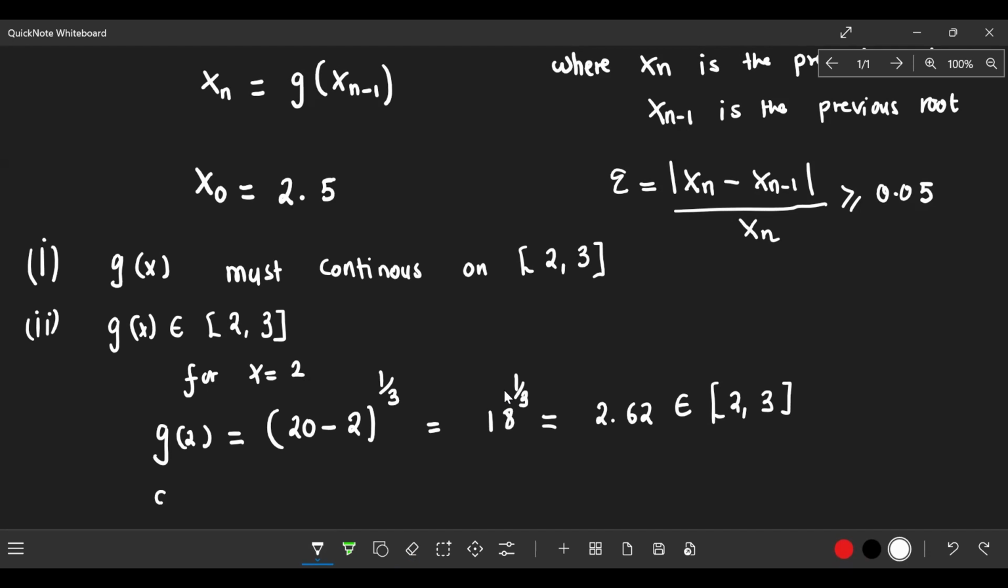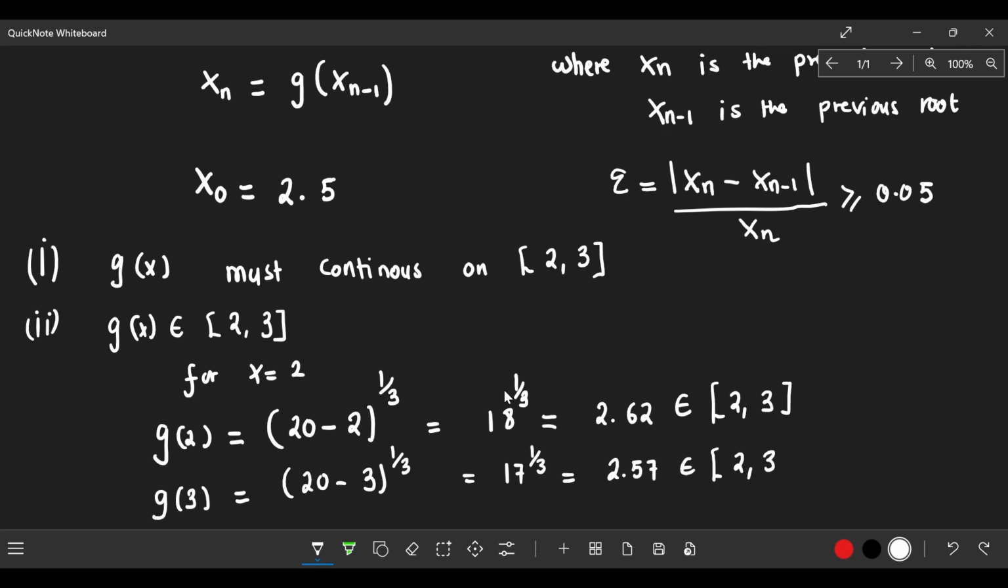You can also test 3. If you substitute 3 here, you have 20 minus 3 to the power 1 over 3. So this is 17 to the power 1 over 3. What is 17 to the power 1 over 3? It is 2.5712. So 2.57, whatever. Even this value is actually in that interval.